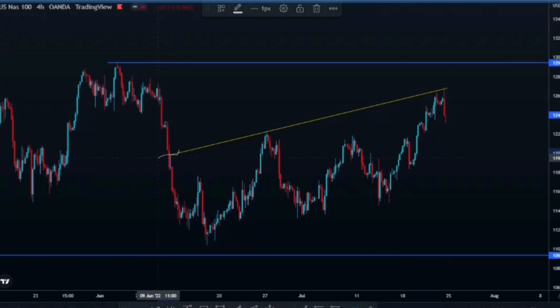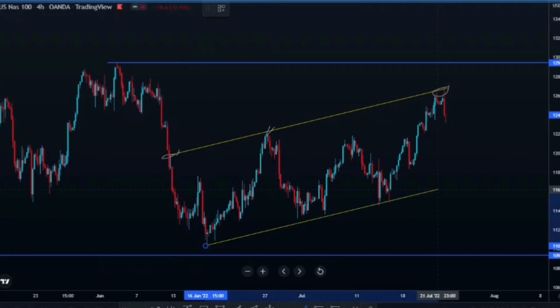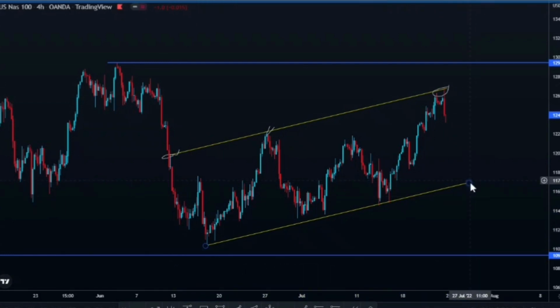As you guys can see, I don't know what is happening with my drawing brush, and we have a second touch over here, and we have a third touch on this area over here. So guys, as you can see, we're already having some touches on our diagonal support resistance trend line. We're going to cater for another diagonal support trend line over here to see our structure clearly.